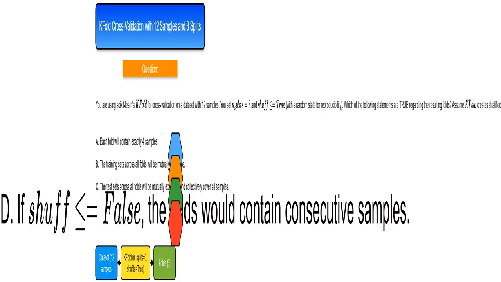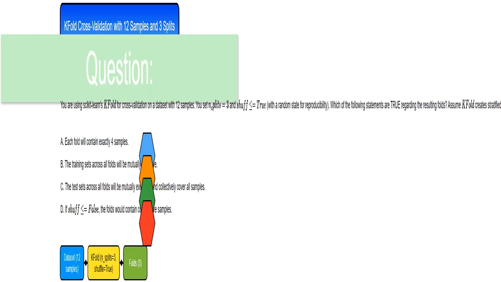If we don't shuffle the data, shuffle equals false, then the folds contain cookies in sequence. It's like dealing the cookies out without mixing them first. This sets up the scenario. We're using a technique called KFold cross-validation to evaluate a model fairly. We've got 12 samples, data points. We're creating 3 folds, and we're shuffling them randomly before splitting.